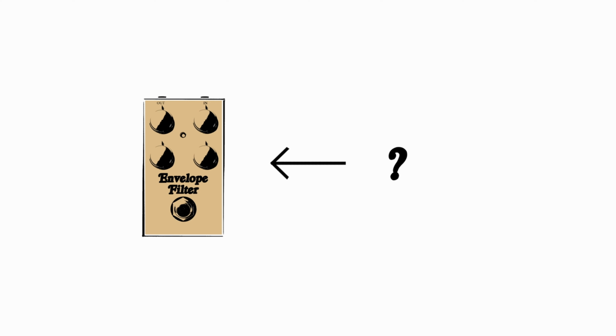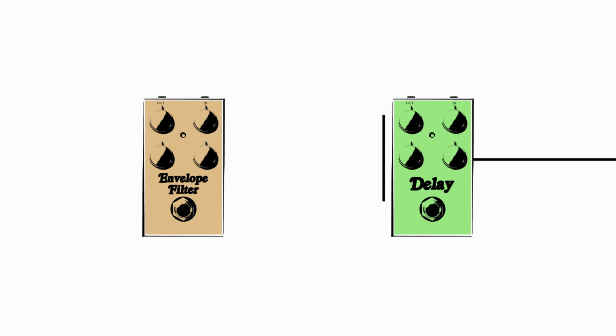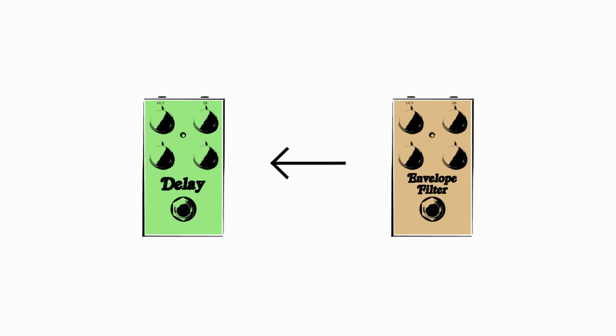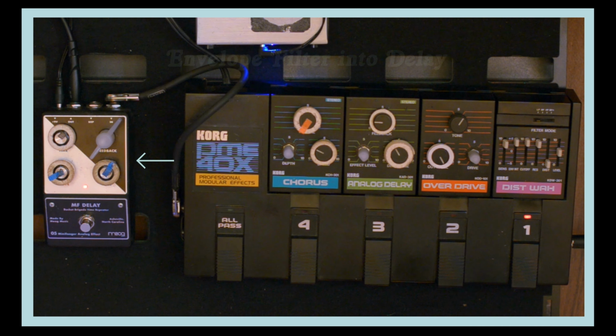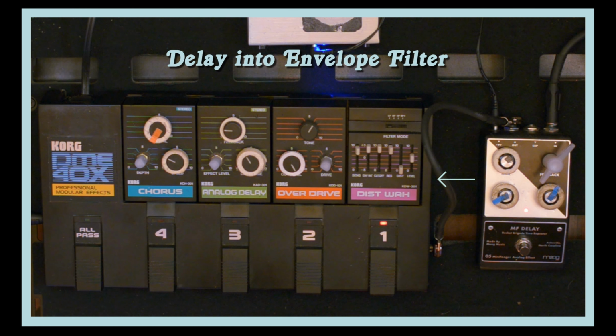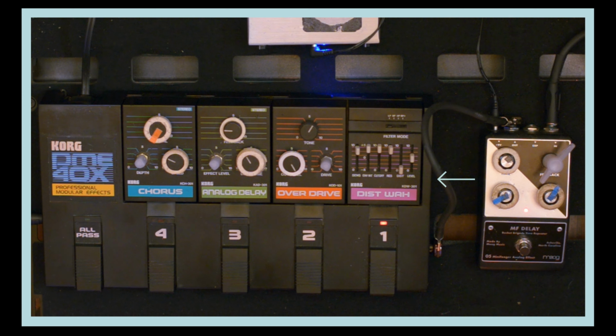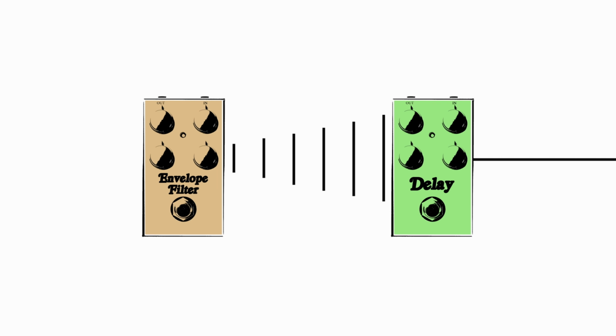An envelope filter is an effect that opens or closes a filter based on how loud the input is. So if you put an envelope filter after a delay with lots of repeats that get softer and softer over time, this will have a changing effect on the envelope filter. But first, let's try it the other way around. We're going to go envelope filter into the delay pedal. Things get more interesting if we flip them around. Those get softer and softer over time, changing the filter.